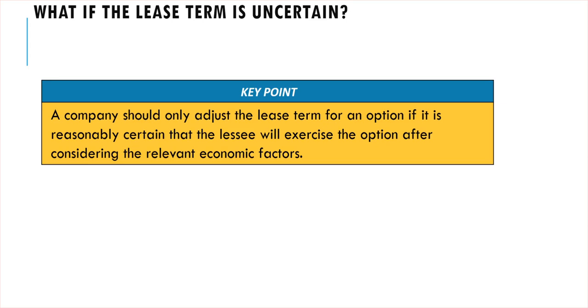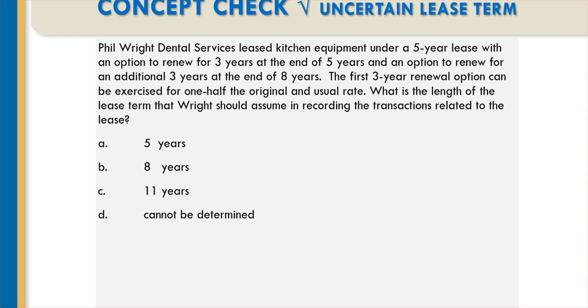Now, uncertainty. I'm not going to drill down and make you do a lot of problems with uncertainty. The key point here: you adjust the lease term for an option only if it's reasonably certain. So what you're looking at is, do you think that the lease will extend? If the lease is thought to extend and you're reasonably certain that it's going to extend, then you need to adjust things. You look at the lease term and say, does it look like it's going to be done or not?